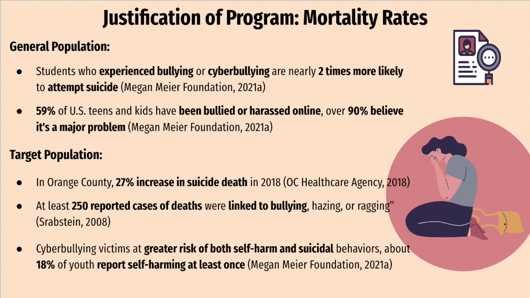Now for the target population, Orange County has seen a concerning rise in suicidal rates, with a 27% increase from 8.5 per 100,000 in 2015 to 10.8 in 2018. Also, in the last 57 years, at least 250 reported cases of death were linked to bullying, hazing, or ragging. There are many forms of bullying, and they all have the same unfortunate psychological effects on these students, and we need to do the work to address this issue to create a safer school environment.